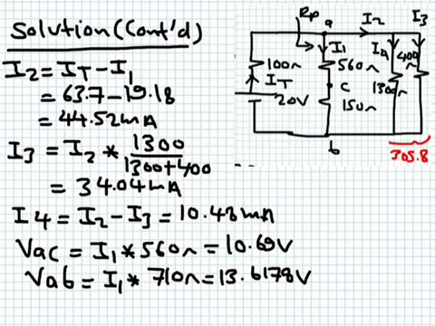So I move to calculate the other currents. I found I2. I2 is equal to I total minus I1. I have already I total, 63.7 milliampere. I calculated I1 using current division, 19.18 milliampere. If you subtract them, you get I2, which is 44.52 milliampere. So when you sum I1 and I2, you end up with I total. Okay, now I2 will split again into I3 and I4.